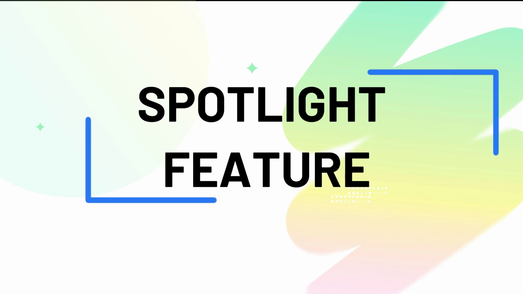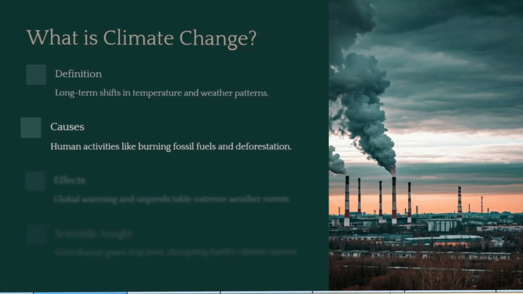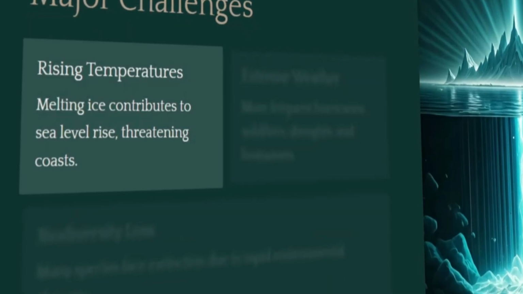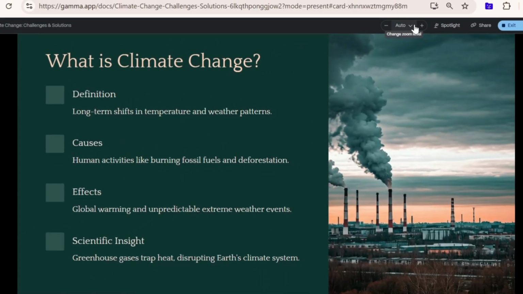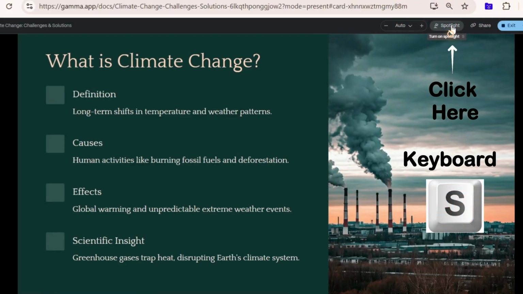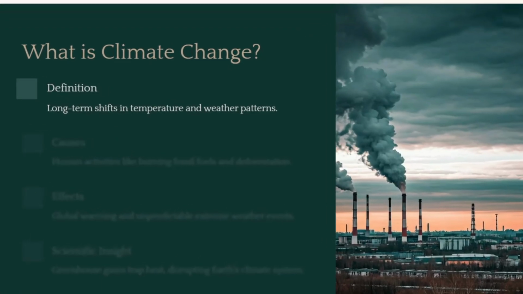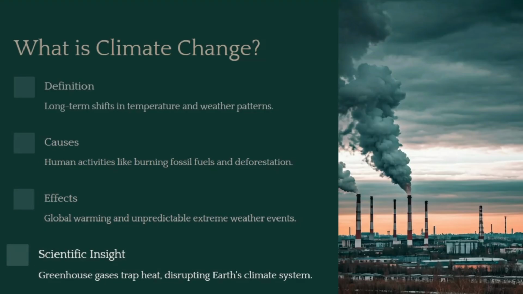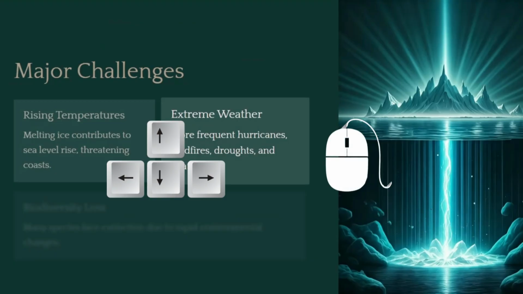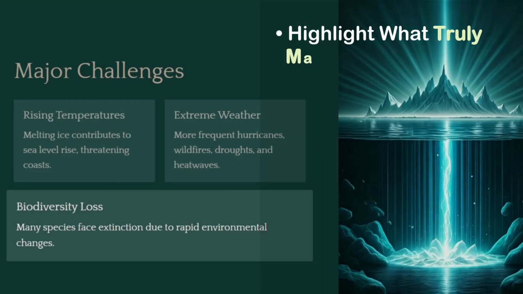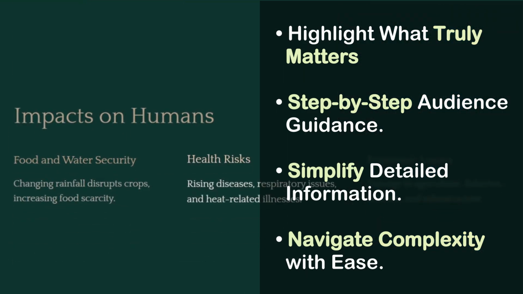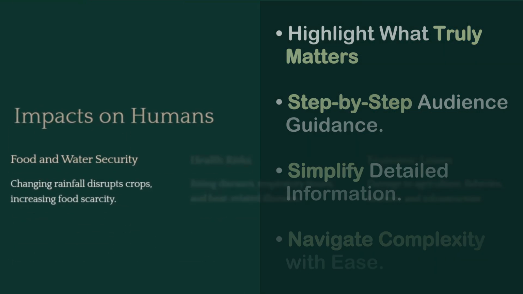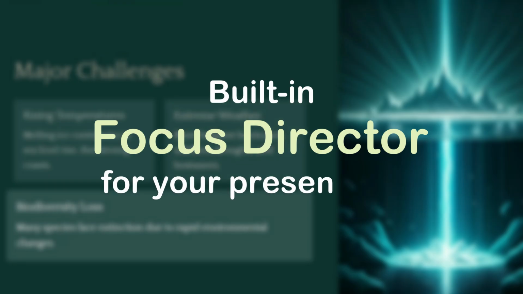If you want to make sure your audience focuses exactly where you want them to, Gamma's Spotlight feature is like having a virtual laser pointer. While in present mode, click the Spotlight button or simply press the S key on your keyboard. Watch how it highlights one element of your card at a time. I can move between elements using keyboard arrows or just by clicking. This is perfect for walking through complex diagrams, emphasizing key points, or guiding your audience through detailed information step by step. It's like having a built in focus director for your presentation.